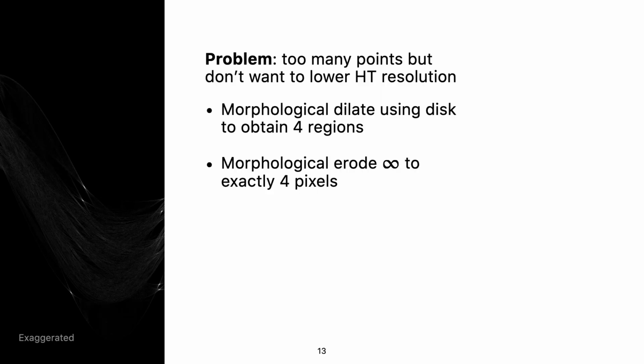Another problem is that there are too many points here, but lower resolution of the Hough space doesn't really work because it also means we lose accuracy in line detection. So we use morphological dilating on these bright spots so that we get exactly 4 regions, and then we erode them to a single pixel for each region, yielding us exactly 4 pixels.